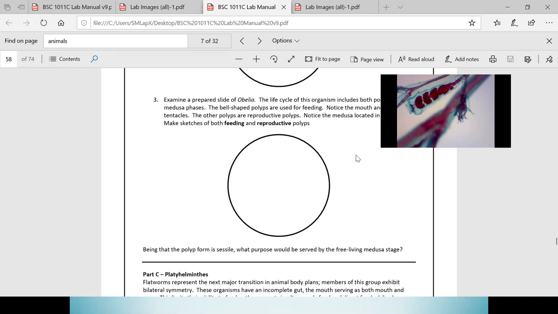Yep, there you go. So guess what? You got food. Oh, even better. Thank you, Ian, for reminding me. You got food with the tentacles. You got reproduction, like Rhea said, with the medusa and producing the gametes.